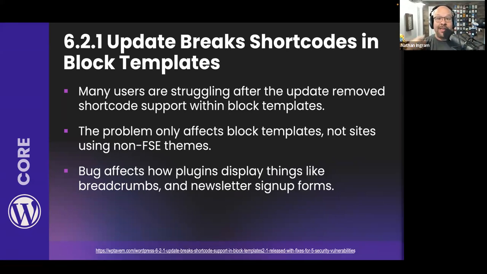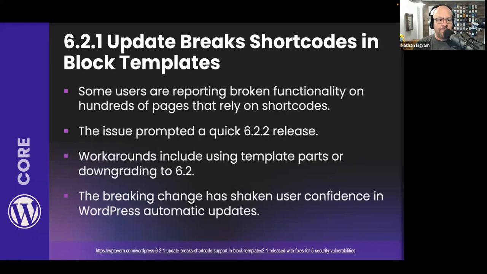And that happened with an automatic WordPress core update. So that was a bit of a problem, as you can imagine. Some users reported broken functionality on hundreds of pages that rely on shortcodes. That prompted a quick release of WordPress 6.2.2 about 4 days later, I believe.